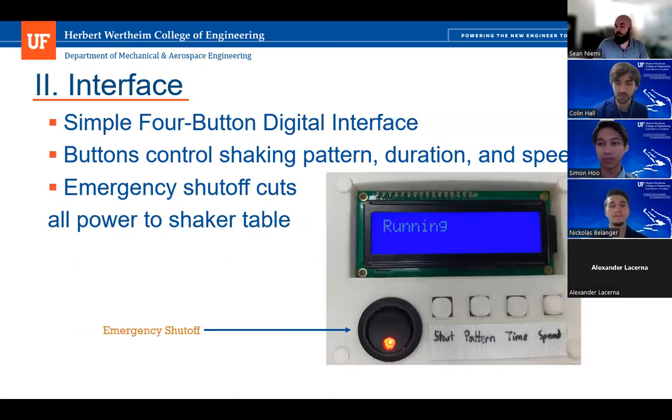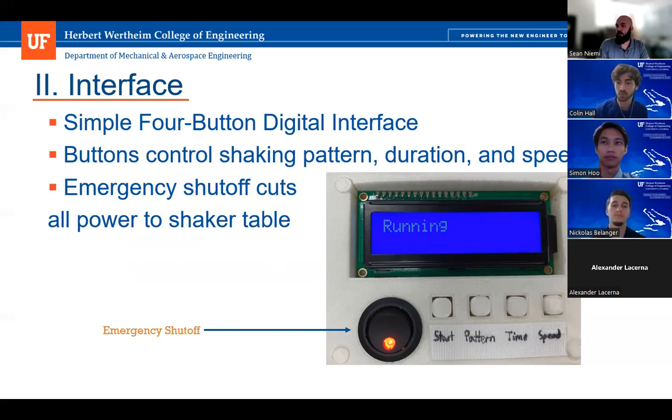This is our interface. Our design features a simple 4-button digital interface. The buttons adjust the pattern, time, and speed. The time button increases every time you press it by 10 seconds. But if you hold the button for more than 5 seconds, it increases by increments of minutes. And if you hold it for more than 20 seconds, it increases by increments of hours.